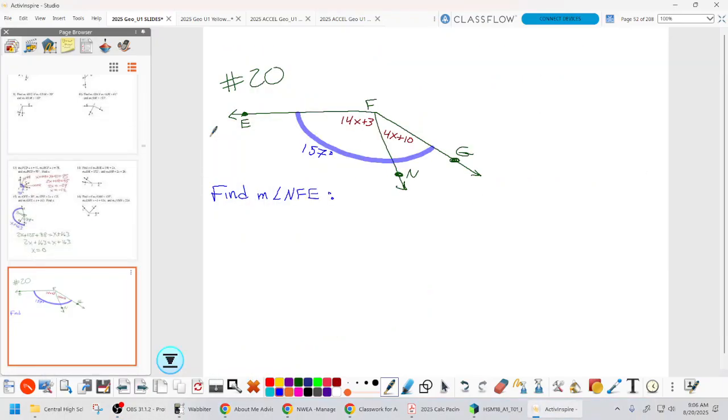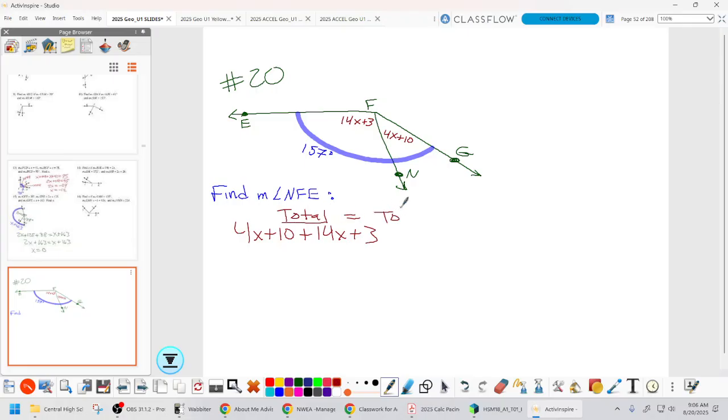Okay, so here's your setup for number 20. Again, label your pictures. They're way more useful with information put in them instead of just reading it out of text. Okay, hopefully you can see if I start here on line FG and I open a little and then open further, it's going to be adding the two red angles. So 4x plus 10 plus 14x plus 3. That's one total.